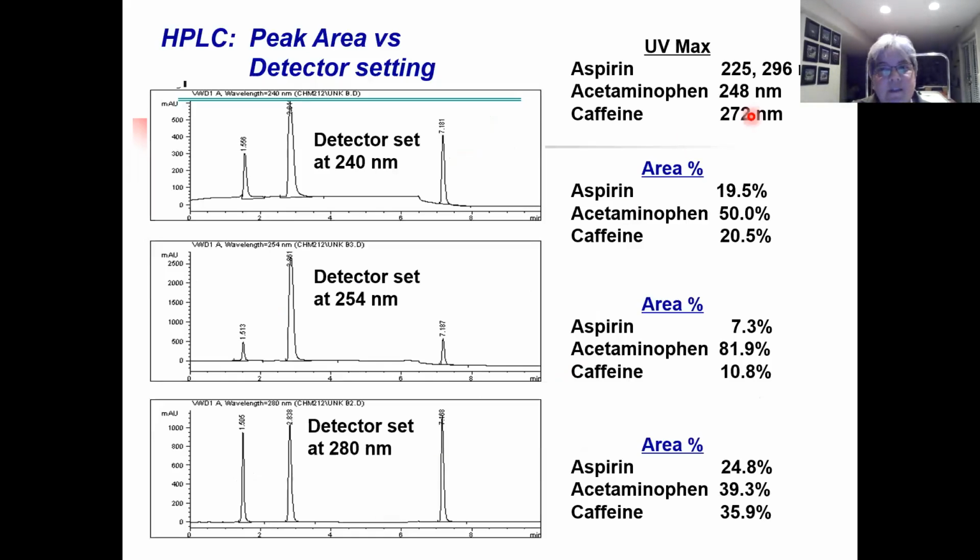All right, this just kind of shows you the same thing. So again, I'm measuring these same samples, and they tell you their absorption maximums here. And notice when I change the wavelength that I measure at, then I'm changing the areas. That's because absorptivity is changing.